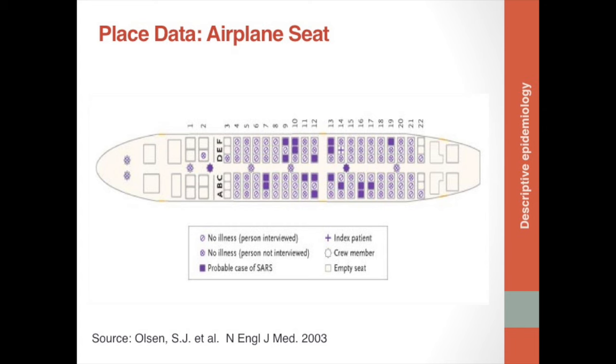In this map of airplane seating, a confirmed case of SARS is shown with a plus sign. Probable cases are shown in the purple boxes, and probable cases among crew members are shown in the oval starburst in the aisle.